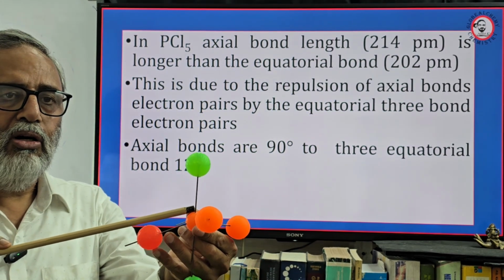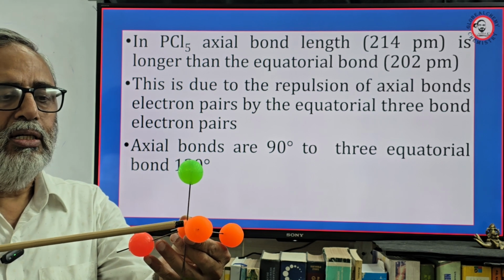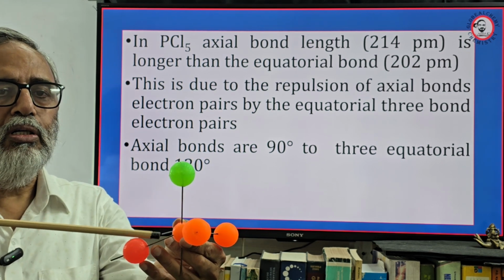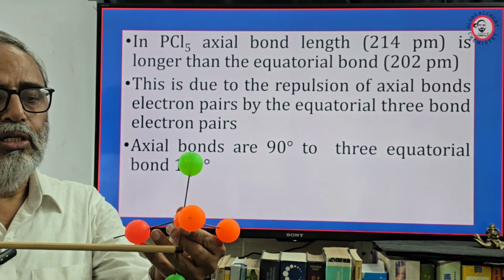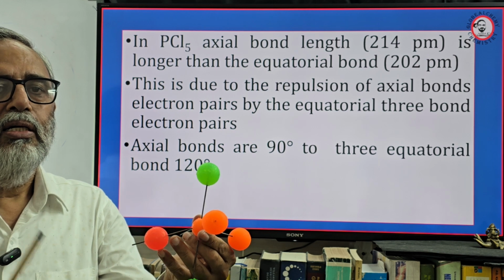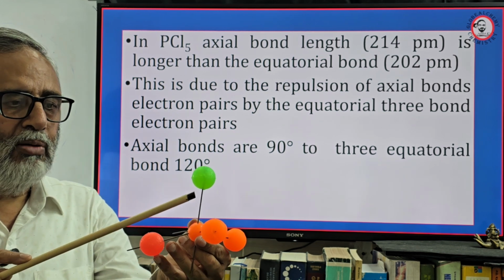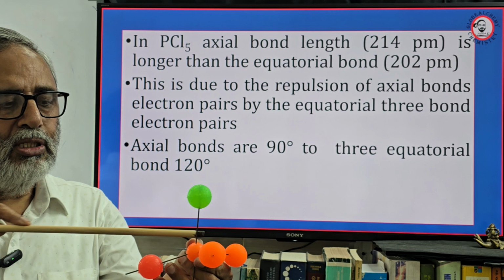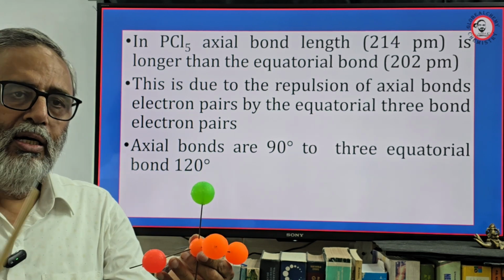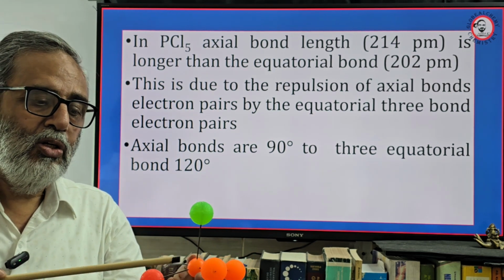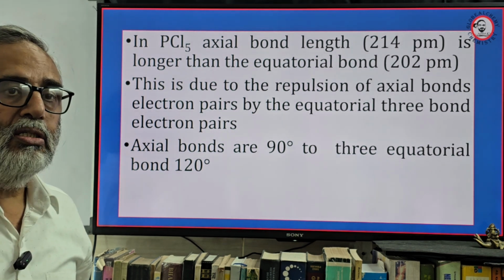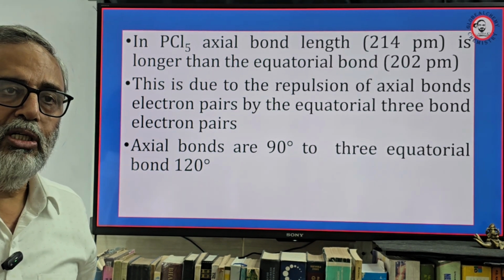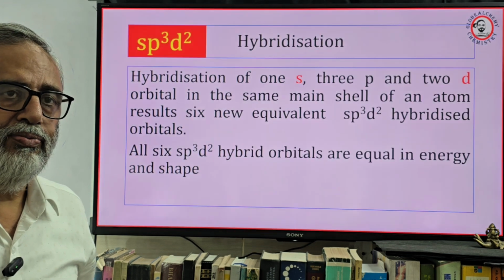The electron pairs in the axial bonds and the electron pairs in the equatorial bonds, these are 3 equatorial bond electrons. So there is repulsion between them. So the length of the axial bond is more than the equatorial bond. And axial bonds are 90 degree to this equatorial plane, while equatorial bonds are 120 degree. Now it should be clear here. So this is the trigonal bipyramidal geometry of PCl5.